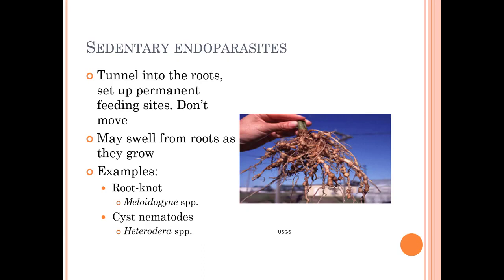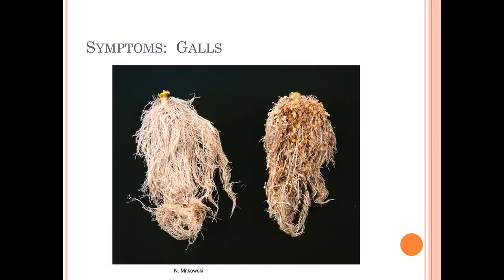And then we got sedentary endoparasites. They tunnel into the roots, set up permanent feeding sites. They don't move. They may swell from the roots as they grow, and the two most common are going to be the root knot nematodes and the cyst nematodes. So root knot nematode is on the right here. On the left we've got a lettuce cultivar Salinas that is resistant to root knot nematode. On the right we've got Ithaca, which is susceptible. So you can see we've got healthy roots on the left, and then we've got these nodules or galls on the right.